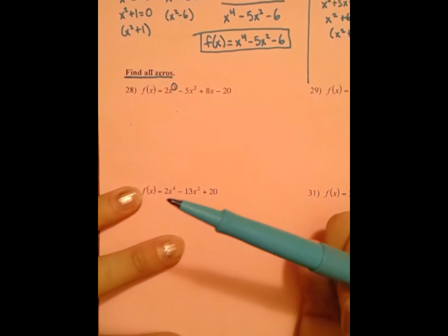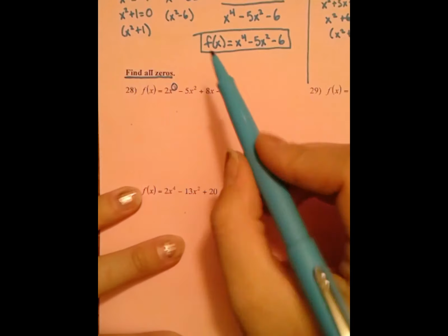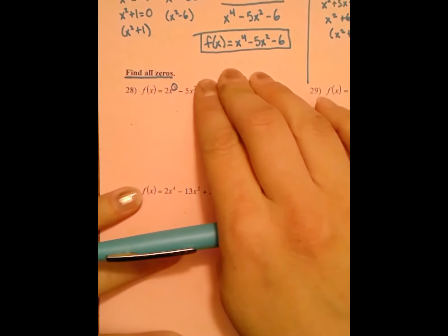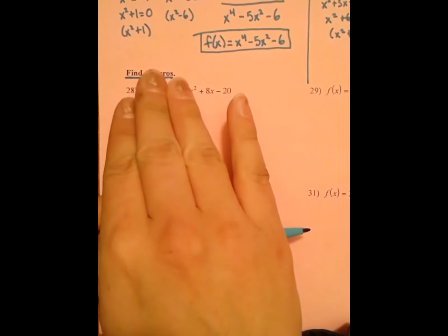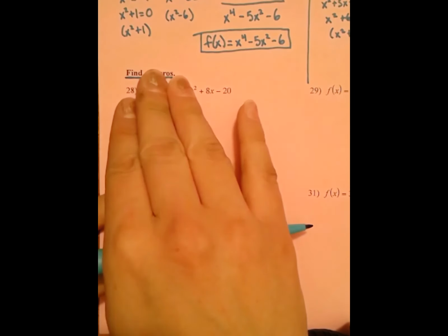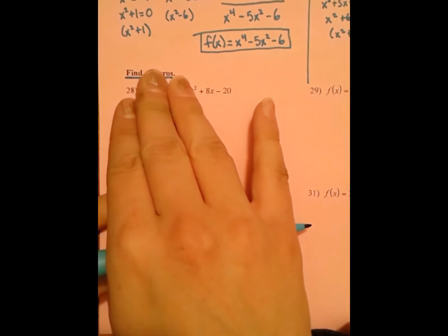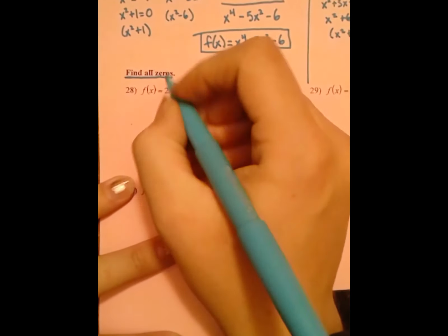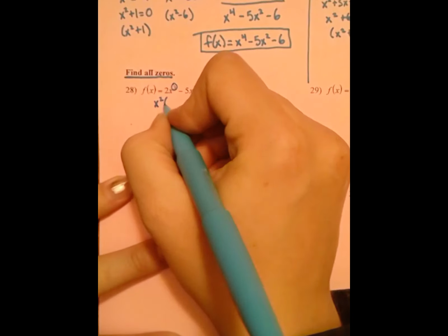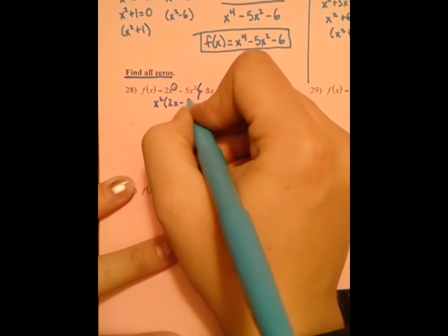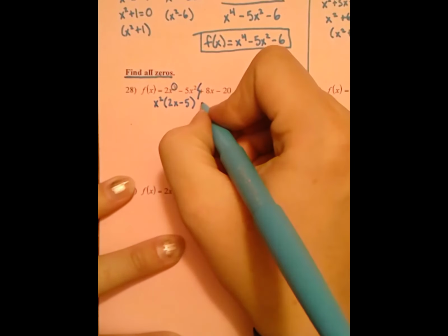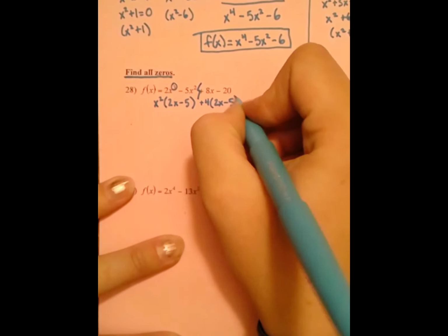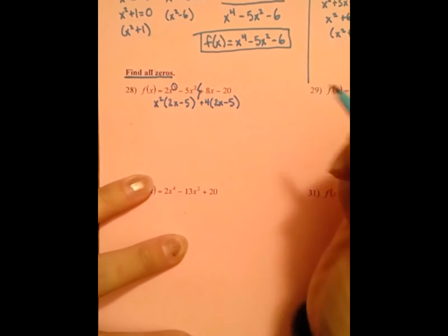I like to check to see if it factors, just because it's faster for me and I like to factor. If I'm just looking at the right side, I'd probably get a 2x minus 5, taking out all the x's. The right side, if I take out 4, hey, what do you know? This factors. So I have x squared times 2x minus 5, and the right side is positive 4 times 2x minus 5. What a blessed day for us.